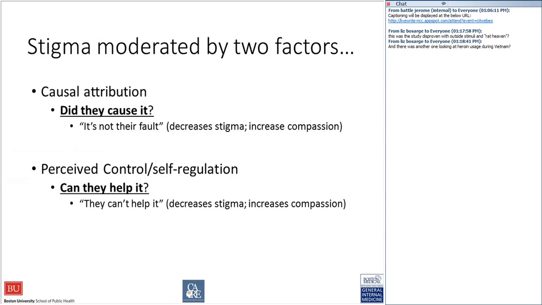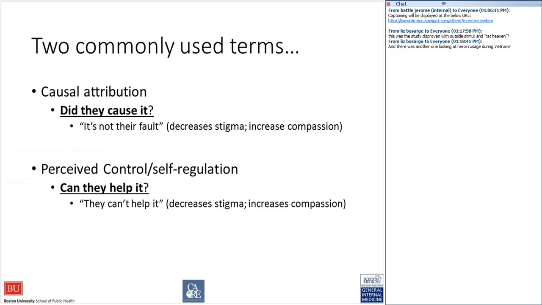Now, stigma is moderated by two factors. Did the person cause it? Do we think they caused it, or maybe it's not their fault? And do they have any control over it? Can they help it? They can't help it. So if we perceive that it's not their fault or that they can't help it, we are more compassionate. That decreases stigma.